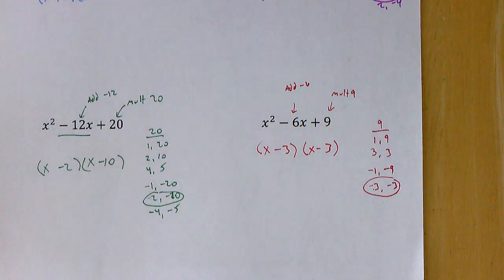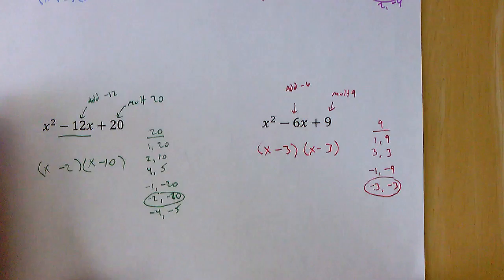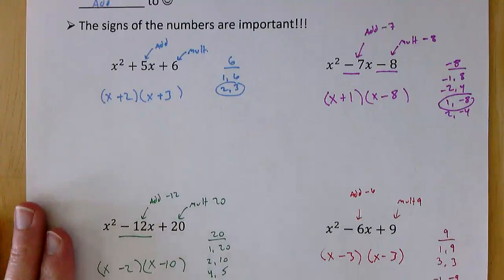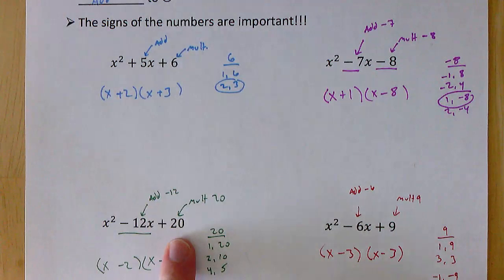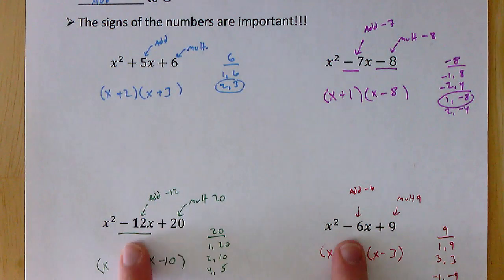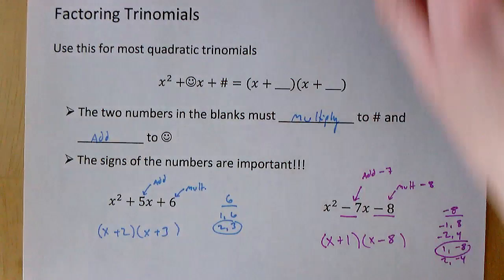And that's how you're going to factor your trinomials. So again, you always are looking for something that's going to multiply to your last number and add to the middle number. So that's our factoring trinomials.